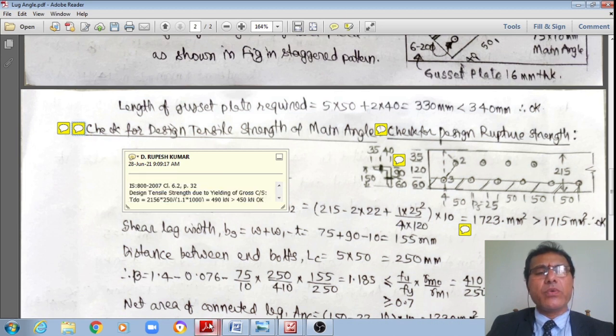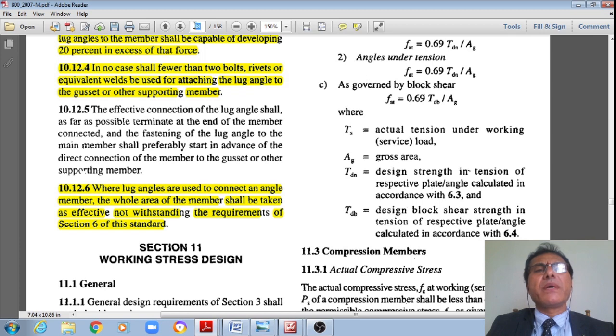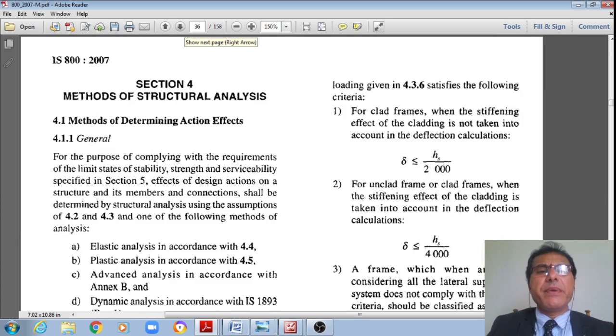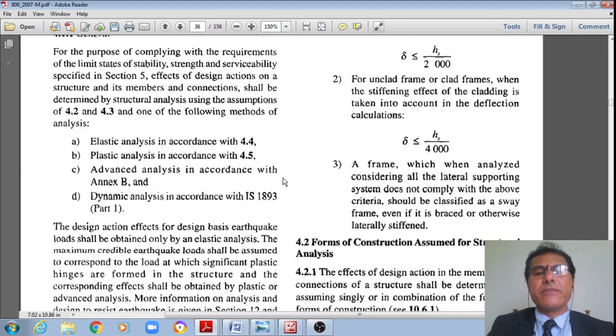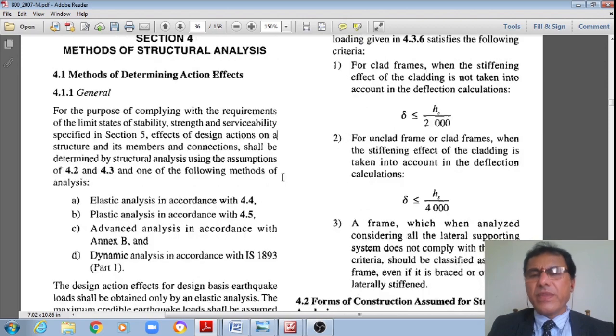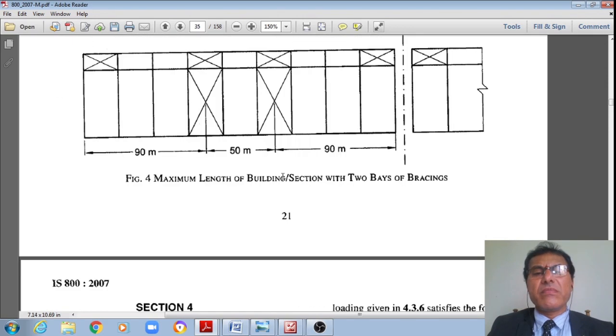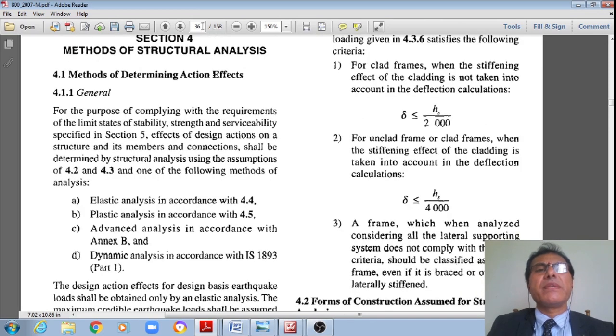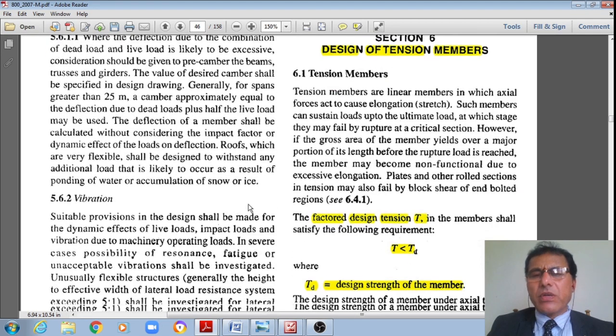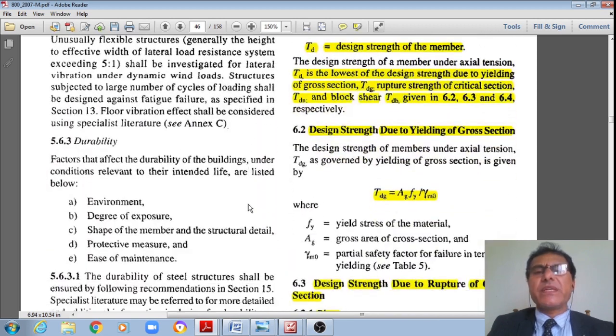6.2, page number 32. Let me go to that page number 32, student. Yes, I am there on page number 32. This is that Codal specification.